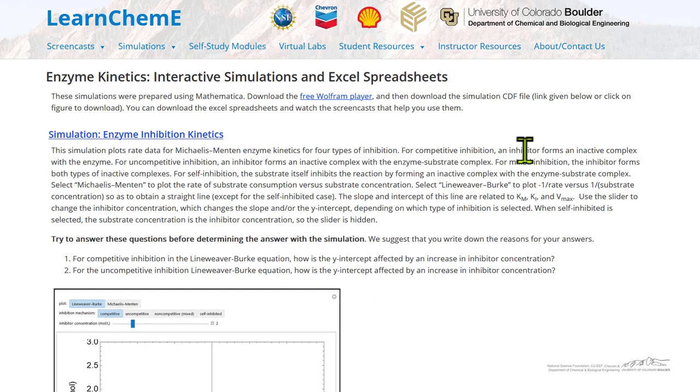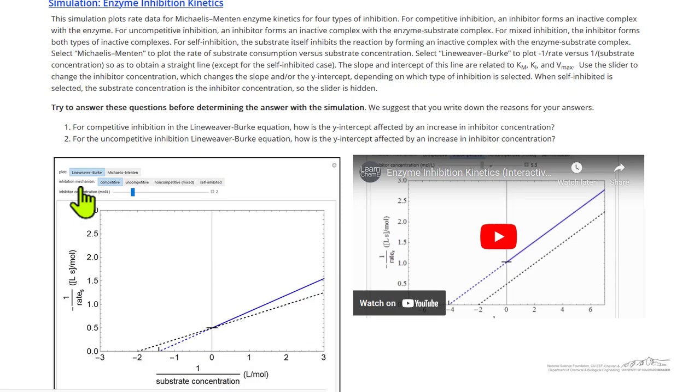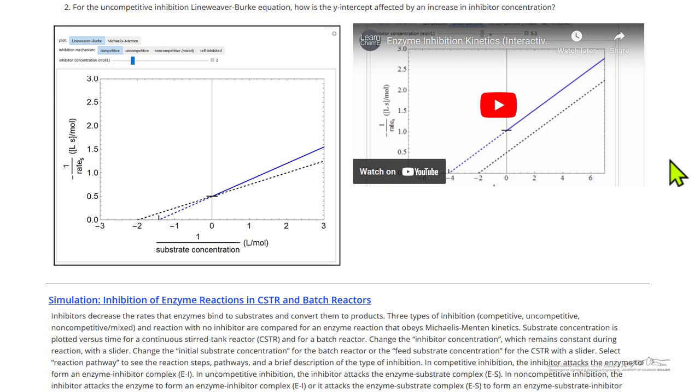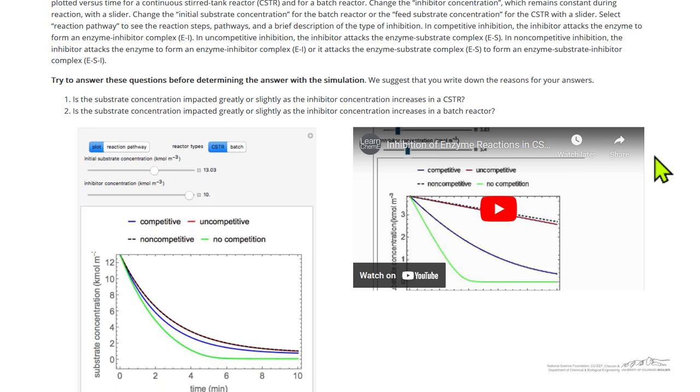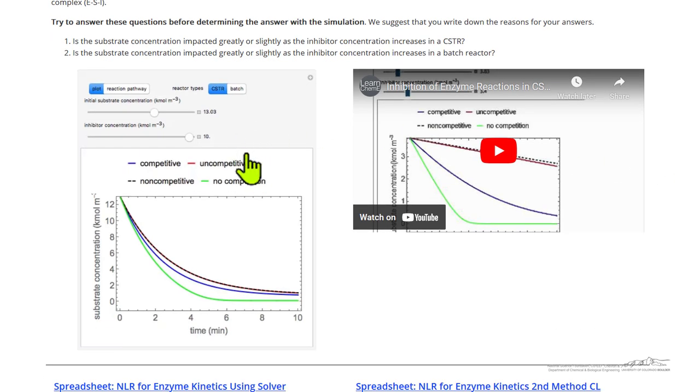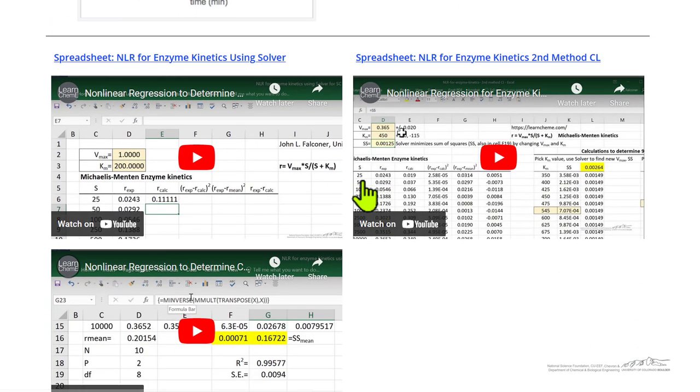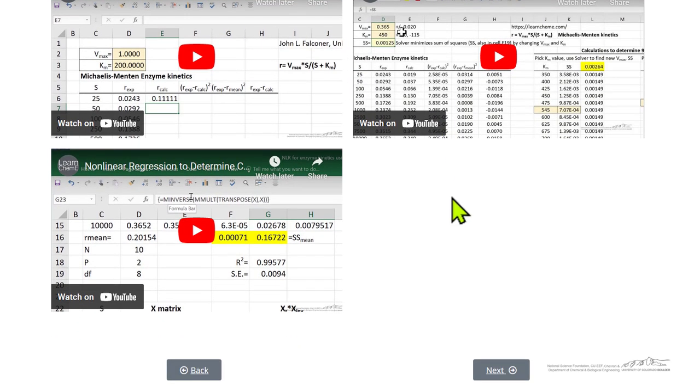And then we have a couple interactive simulations, one of which shows plots for the Lineweaver-Burk expression, which gives straight lines for the inverse of rate versus inverse of the substrate concentration, and also includes screencasts that explain how to use the interactive simulation. This is a second interactive simulation that helps with understanding. And then what we have are spreadsheets that do calculations for fitting data for enzyme kinetics.